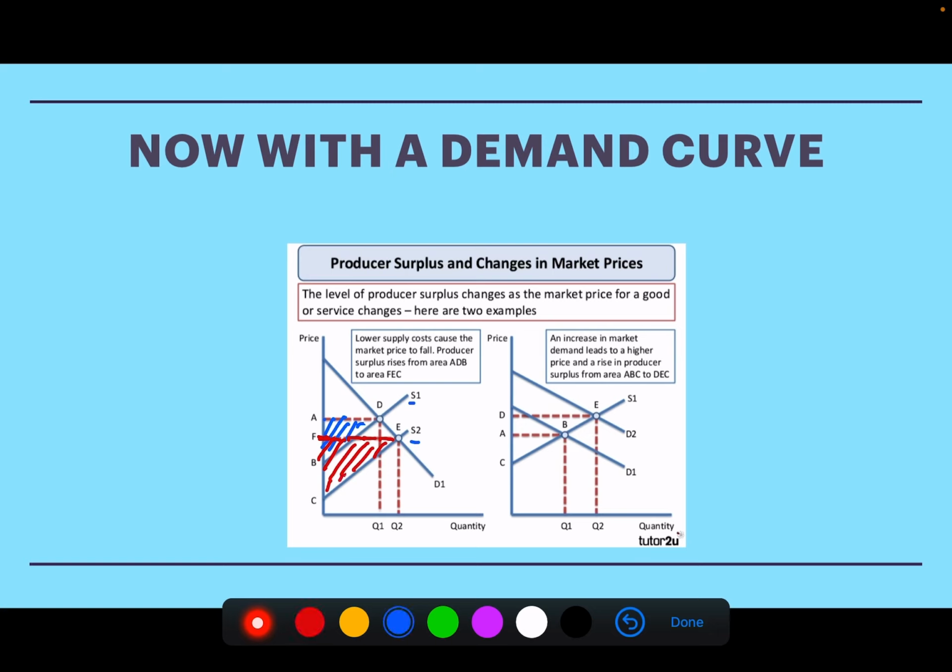On the other diagram, we've gone from D1 to D2. So when we're originally starting from here, we're shading, that's our original producer surplus. And then what's happened, we've got our new demand curve and our new producer surplus is that triangle. And then our change in producer surplus we can easily identify. We can't really identify the change in producer surplus on the first diagram because there's too many overlapping bits. It's a bit confusing. So our change in producer surplus is that yellow area.